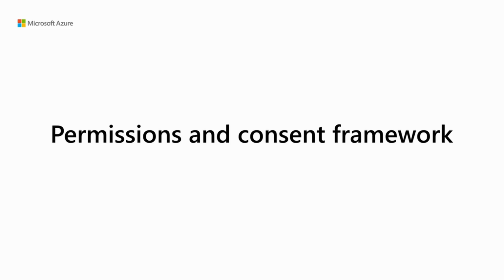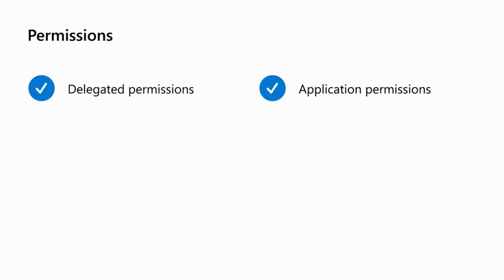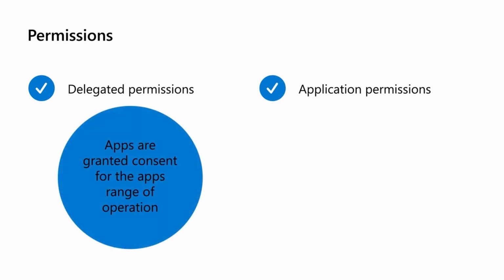Hello, and welcome to the video Permissions and Consent Framework. In this video, you'll learn the different types of permissions and consent framework models for obtaining permissions from users to use them in applications. First, let's discuss delegated permissions and application permissions. Delegated permissions are used by applications that have a signed-in user present. These permissions are provided to the application by the user so the application can perform actions on their behalf.